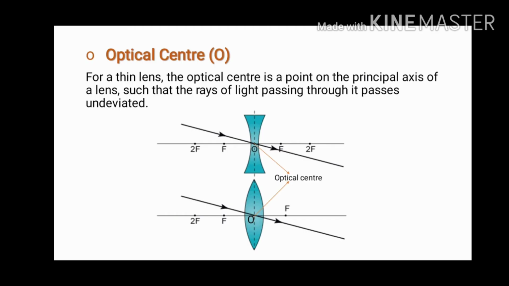The next term related to the lens is the optical center. For a thin lens, the optical center is a point on the principal axis of the lens such that the rays of light passing through it pass undeviated.